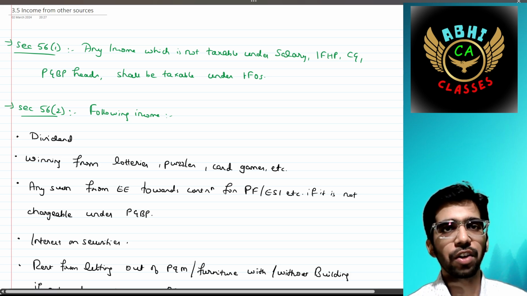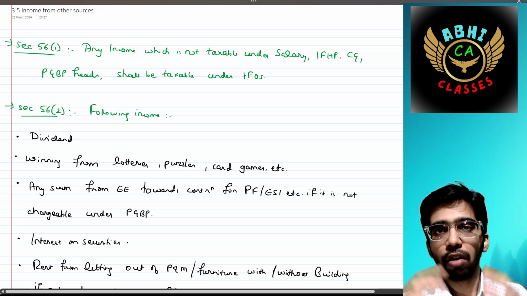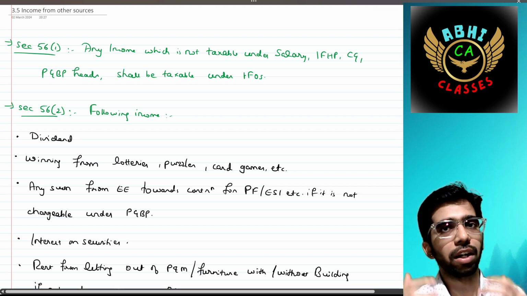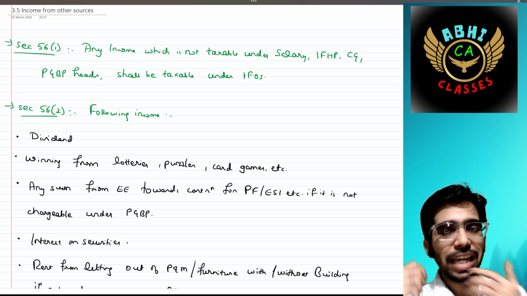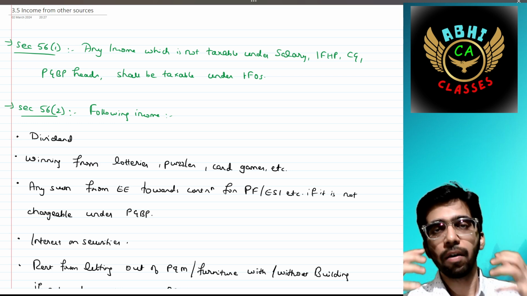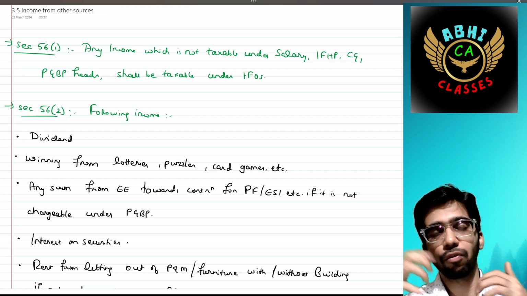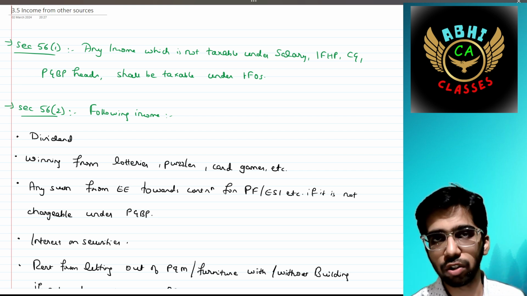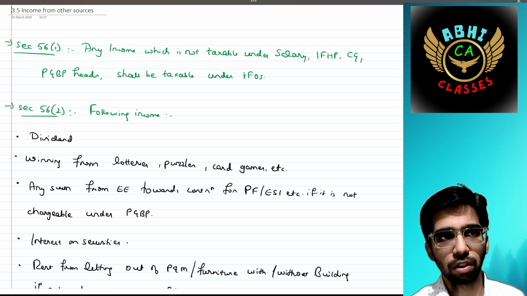We have discussed till the capital gain chapter. From today onwards, we are aiming to complete the income from other sources. This is the last head of income out of the 5 heads of income. That is income from other sources.